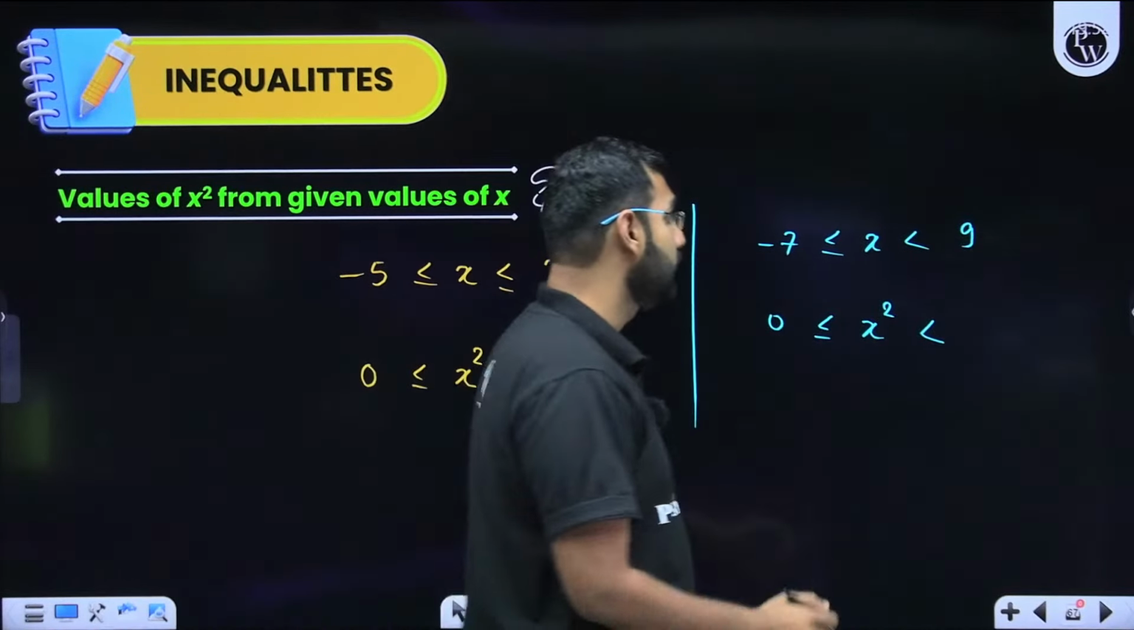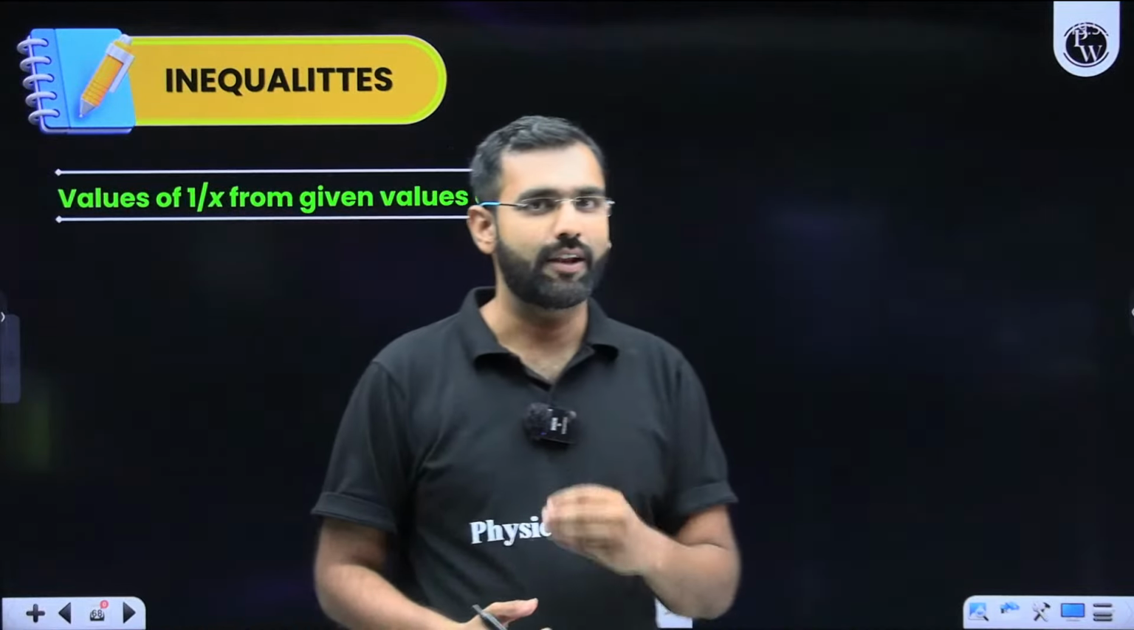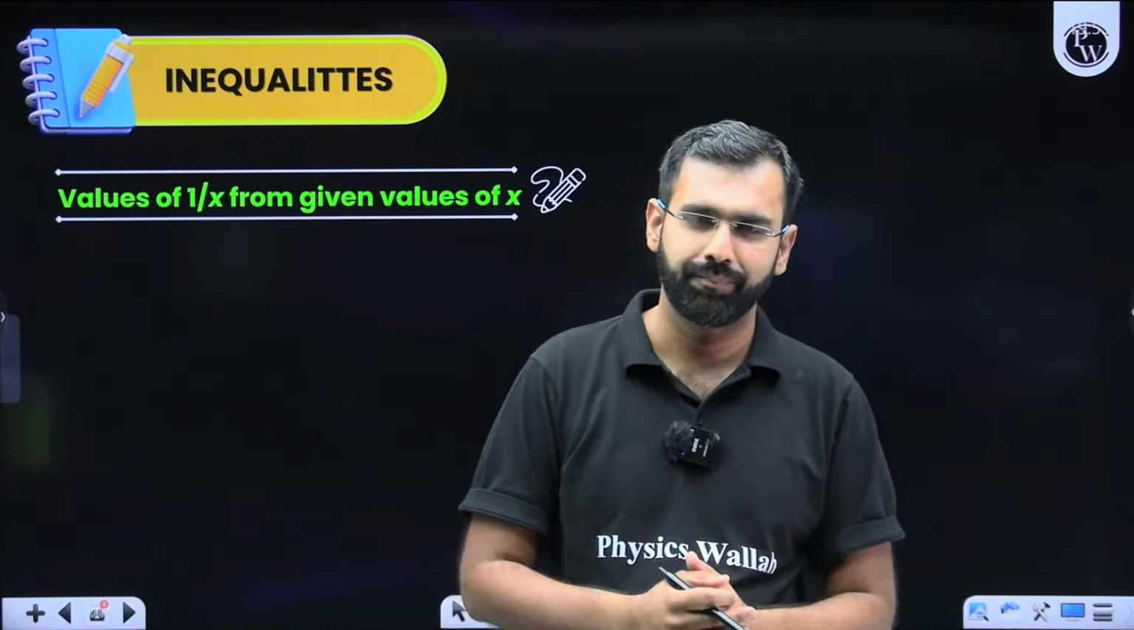Now when I move ahead, what do I see next? It is this part: can we predict 1 by x as well from the values of x? Let's go ahead with that. Let's say x is greater than 3. x is greater than 3.